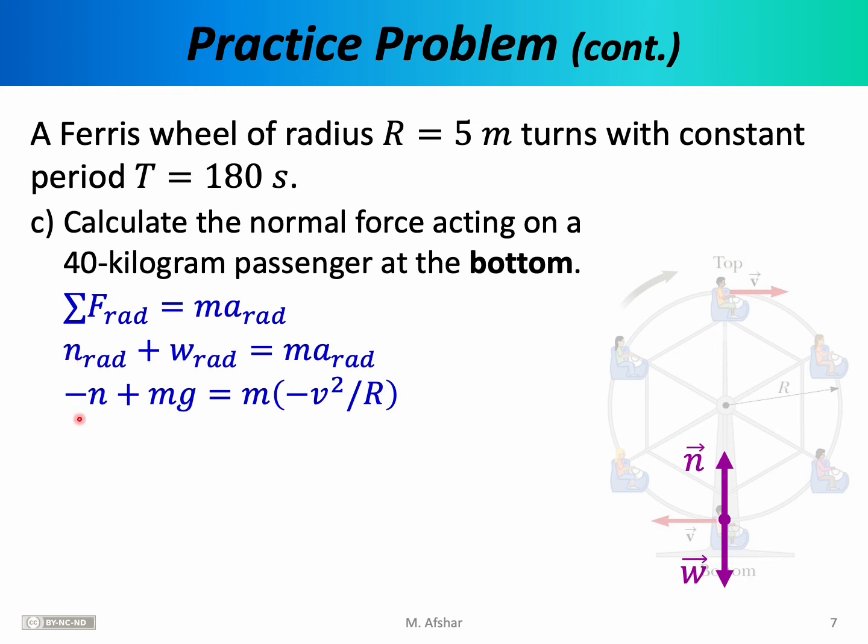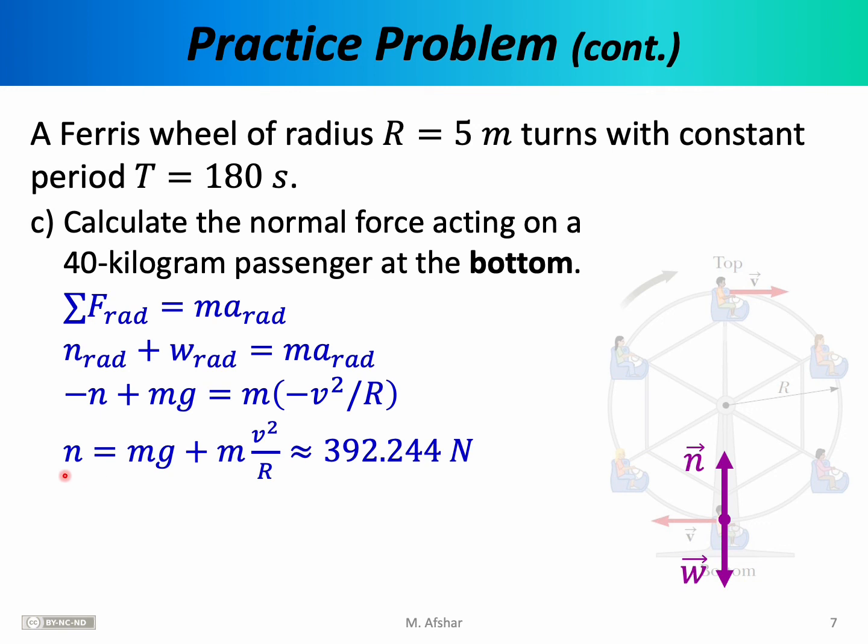The normal force is negative because it points to the center, and plus mg, weight is positive because it points away from the center. And the radial acceleration will be pointing towards the center no matter where we are along the circle. So it will always be minus v squared over r for any one of these passengers. So now we can solve this equation for n. We find that n is equal to mg plus mv squared over r.